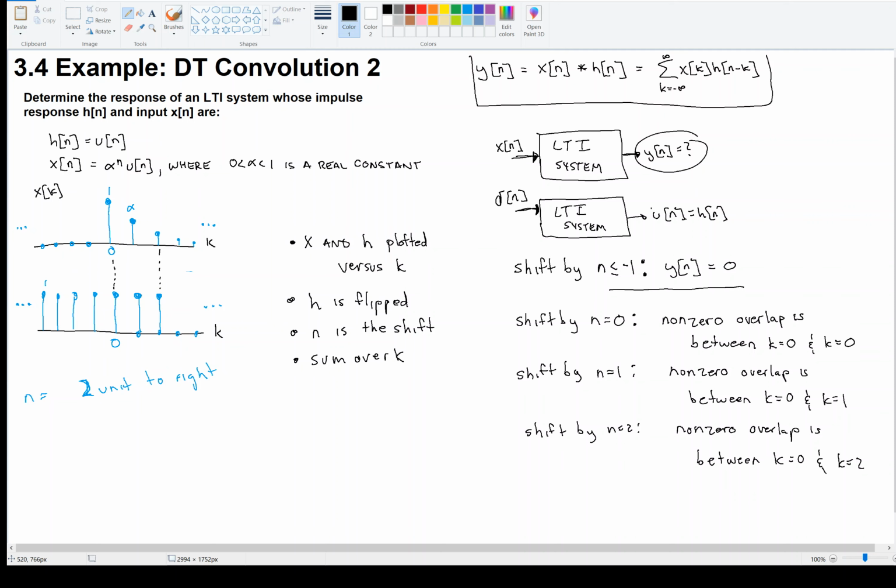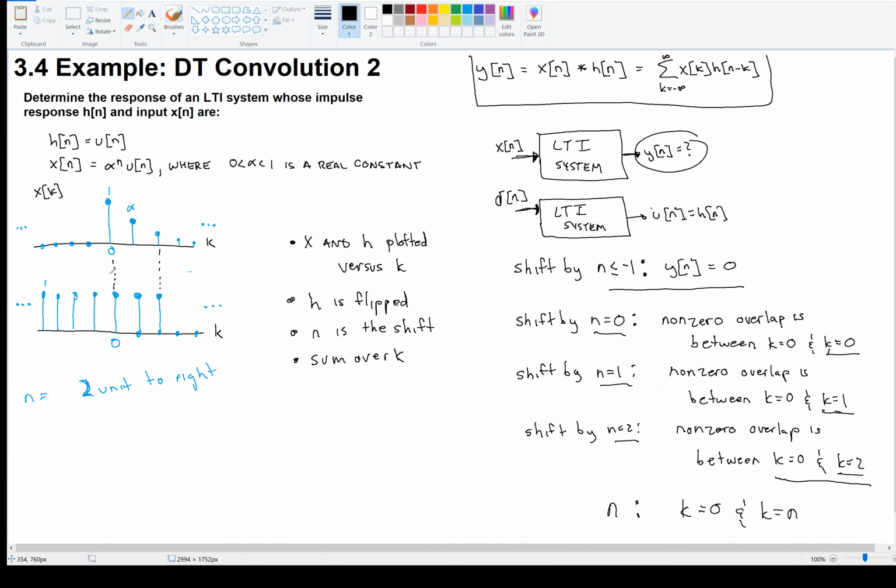Okay, now the question is, for any shift n at least 0, right? Because we know when we shift by less than or equal to -1, there's no non-zero overlap. But if we shift at least n equals 0, then what is the pattern here? What is the region of non-zero overlap? So if we shift by n, we have a non-zero overlap between k equals 0 and k equals n, right? Here I shifted by 0 and I went to 0. Here I shifted by 1 and I went to 1. Here I shifted by 2 and I went to 2.